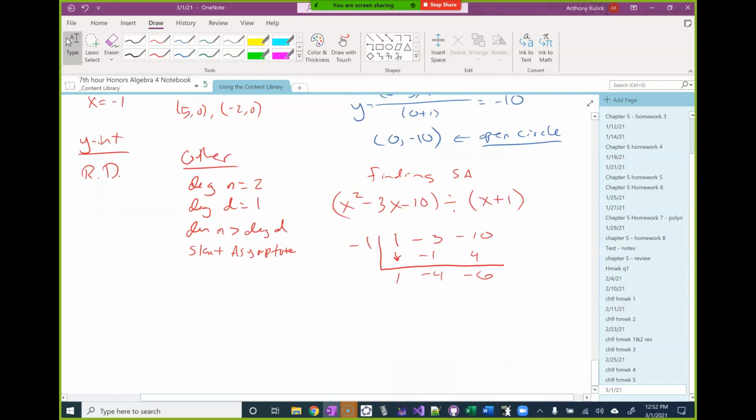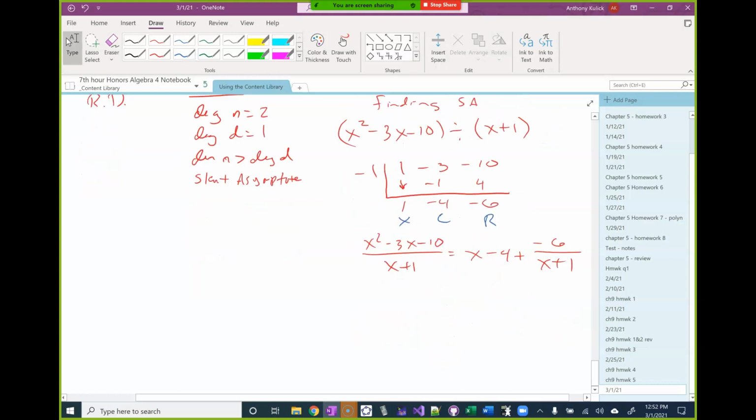Everybody's okay there? So what this tells me is that my rational function could be rewritten as x minus 4 plus negative 6 over x plus 1. Right? We remember that this is the remainder, the constant, and the x coefficient. So everybody so far so good? Is my slant asymptote.